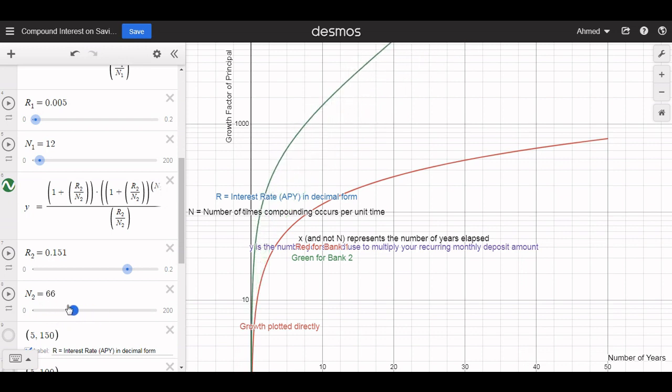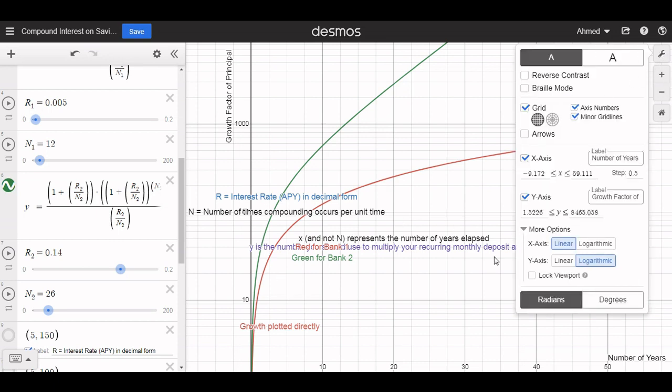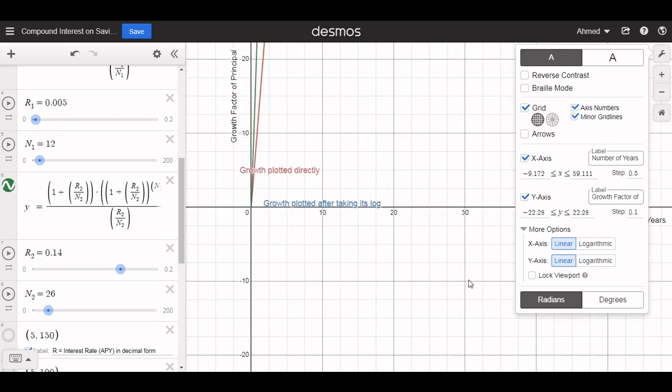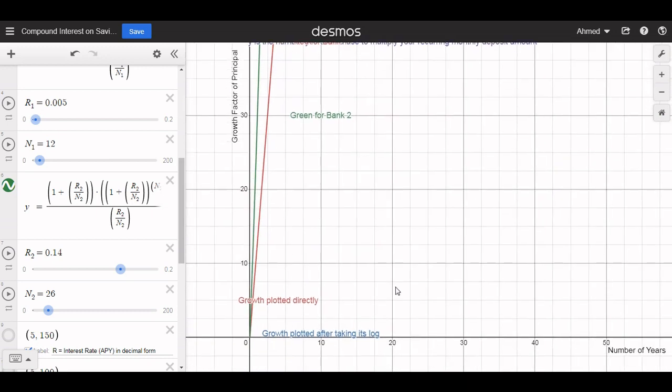So you can see the impact of the compounding frequency and the interest rate by looking at the exponential functions in logarithmic form. In this case, we got the log form pretty easily by simply changing the scale for the graph from linear to logarithmic. And let's go back to linear, and oh, you know, now it's kind of hard to tell. So I hope you find that useful.